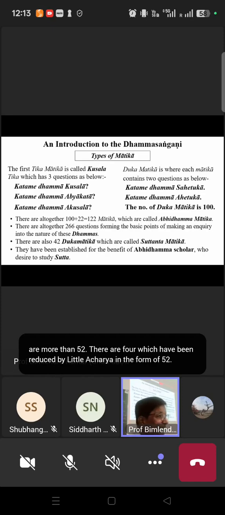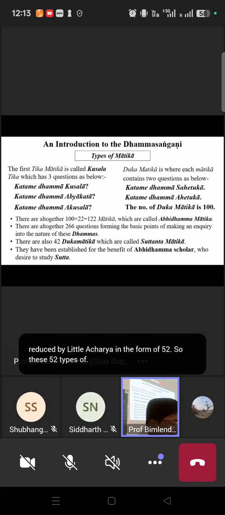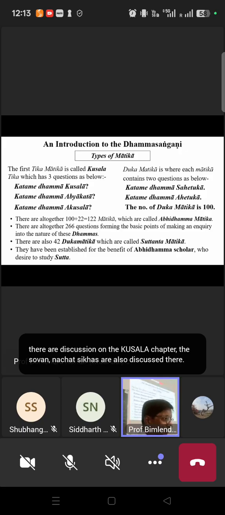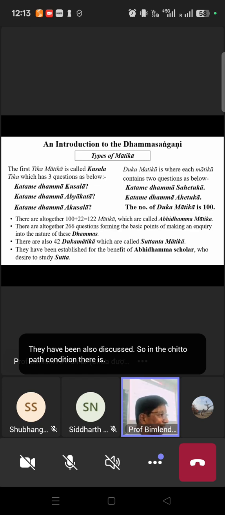So these 52 or 56 types of psychic factors have also been discussed as Annasamana Cetasika, then Akusala Cetasika and Sobhana Cetasika. Whenever there is discussion on the Kusala Citta, the Sobhana Cetasikas are also discussed here. So there is an association with the consciousness; the arising of the psychic factors with the consciousness has also been discussed.